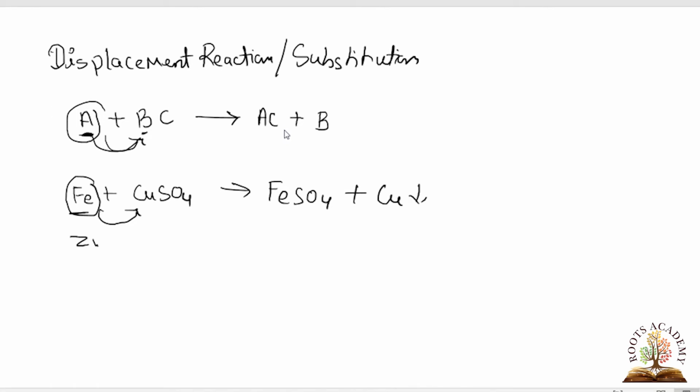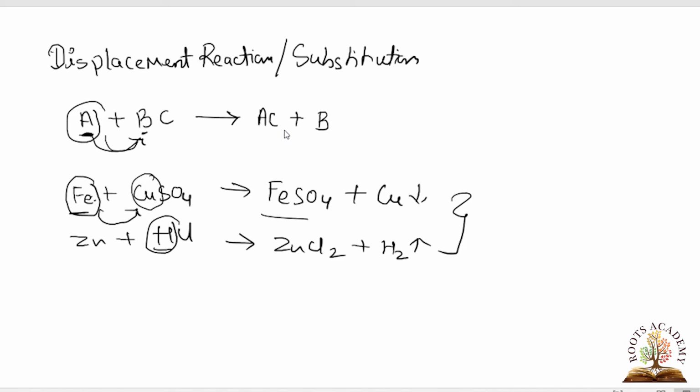Another example, like zinc reacting with HCl. Here again the zinc is more reactive than H. Then the reaction will take place. Formation will be zinc chloride and hydrogen gas will come out. So both these reactions are displacement reactions where the strong reactive one is displacing the weak one and forming the product.